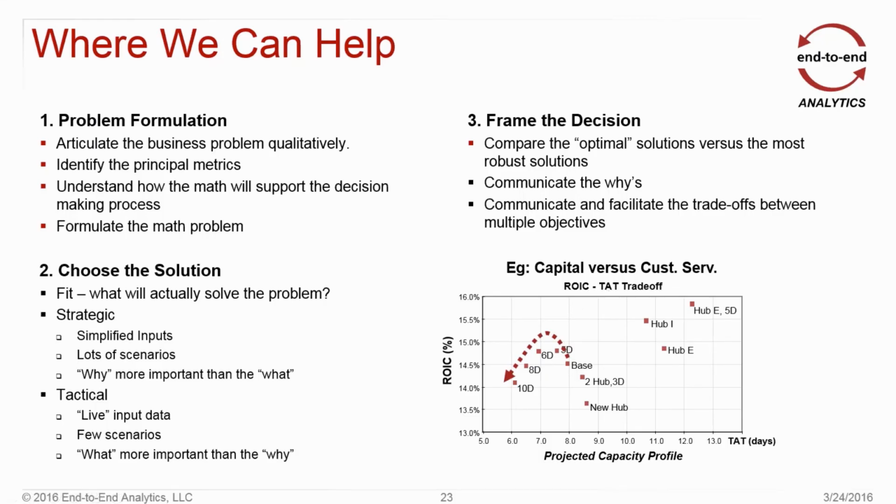So that's the smaller of the 2 titles. But what we're really comparing is a capital investment versus customer service. And TAT, which is on the horizontal axis, is measured in days and stands for turnaround time. How quickly will I get a product to my customer? The vertical axis is return on invested capital.